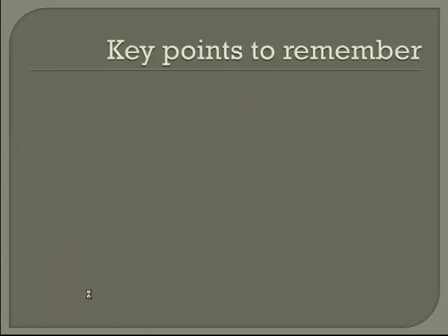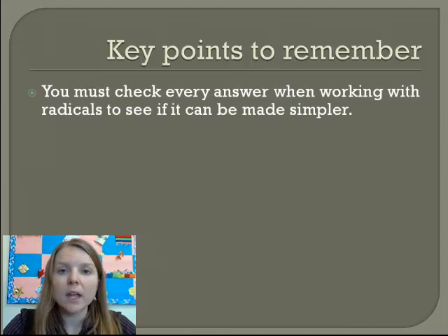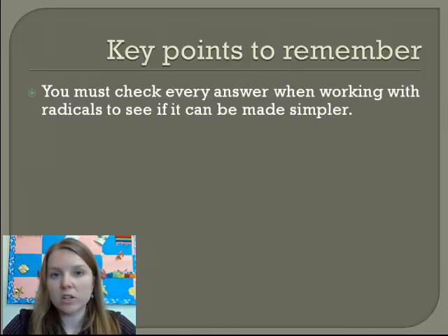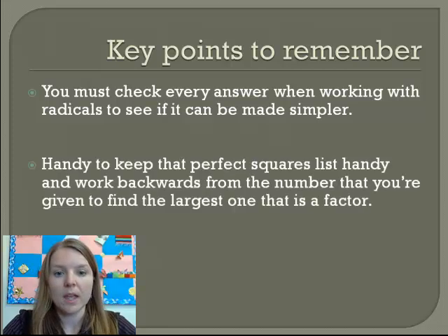All right, so let's look at some key points to remember about doing this. Key point number 1. Whatever other operation is going on, you must check your final answer to see if you can write that root simpler. Just like when you're working with fractions, you always check to see if you can write it in lower terms. You have to get into the habit of checking these root answers to make sure they cannot be written any simpler. Keep that list of perfect squares handy for this entire chapter. It's really good to have with you.